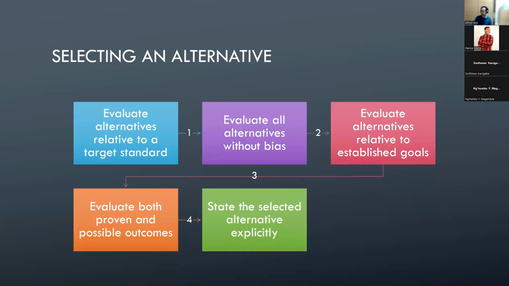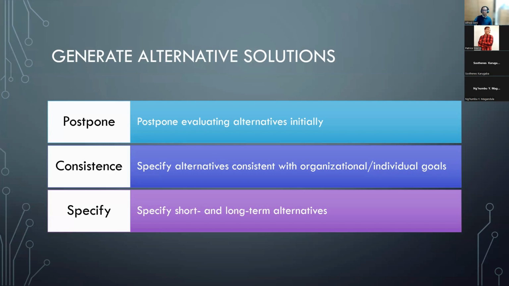Ni namba 3 kwenye evaluate alternative to establish goals is very similar to that one. Specify short term and long term alternatives. Tuliongelea hii kwamba okay, in the short term, how can we solve this problem now, today, right now, ili tusipoteze mteja au tusipoteze hii hela. Umesha solve, umeshapeleka hilo gari limeenda kumchukua huyo mgeni.